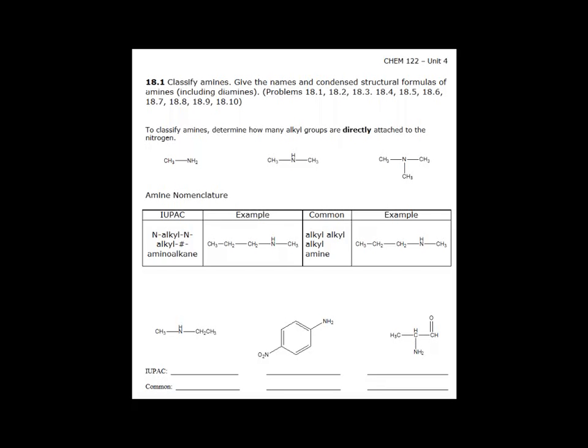Okay, now we're going to continue on in Unit 4 and learn how to name amines. Amines are very similar to alcohols. And if you remember, with alcohols, the functional group is OH. So this is an alcohol.